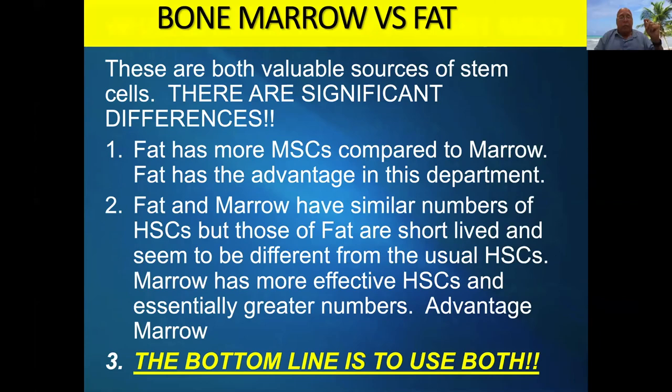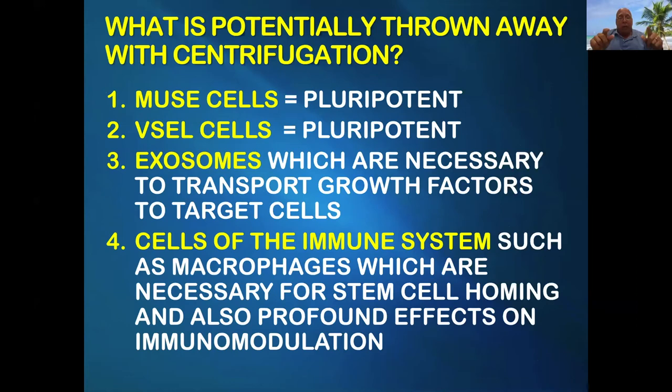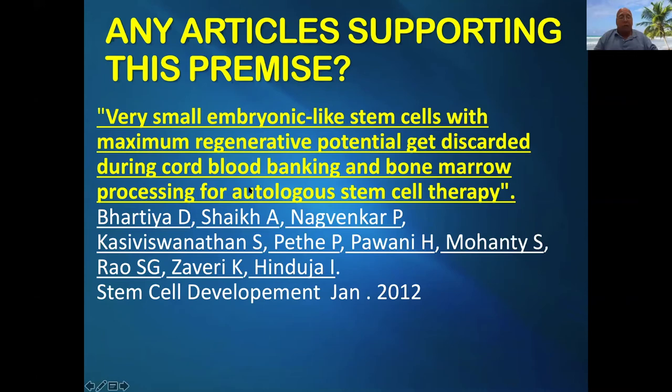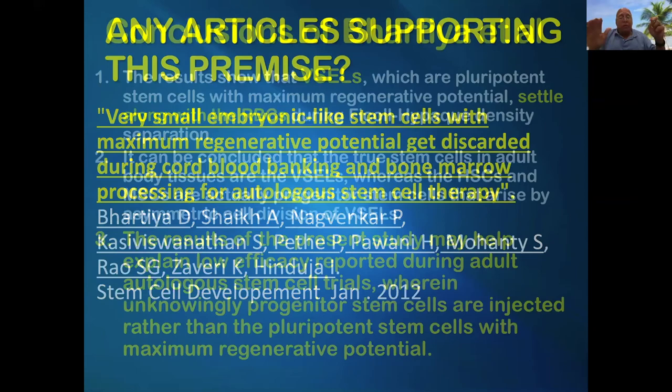Now, the problem with bone marrow is if you start centrifuging it all, you may be throwing away some very valuable cell components, mu cells, V cells, exosomes, and cells of the immune system, okay? And there's a very classic article produced in 2012 that says that the B cells probably are discarded when you're doing bone marrow centrifugation. So I'm not a big fan of just using centrifugation alone.